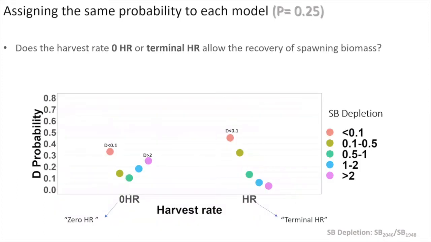So I tested if, under the hypothesis that all models are equally likely, it is possible to observe a recovery of spawning biomass. This plot shows in the x-axis the harvest rate 0 and the terminal harvest rate. In the y-axis is the probability associated with each depletion level of spawning biomass. We can see that a zero harvest rate still has a probability larger than 0.3 of generating depletion values less than 0.1. But it also showed that the probability is larger than 0.2 of generating depletion values larger than 2. The chances of recovery under the terminal harvest rate are minimal, and there is a probability larger than 0.4 that the depletion of spawning biomass will stay below 0.1.